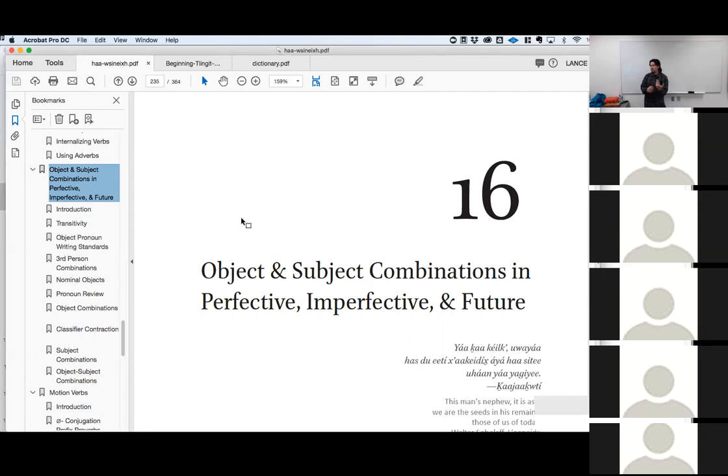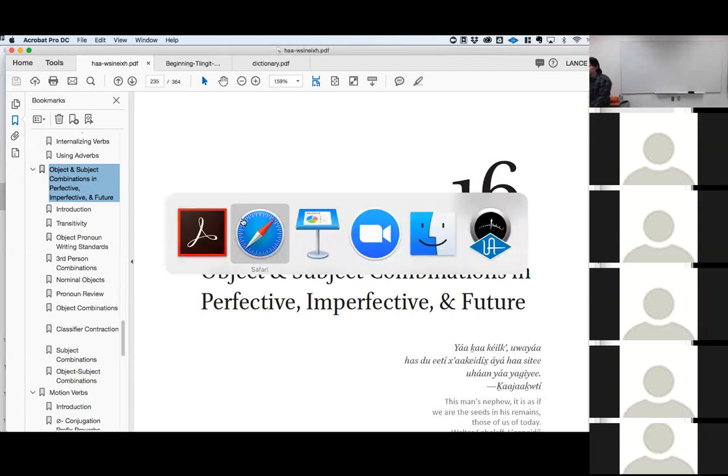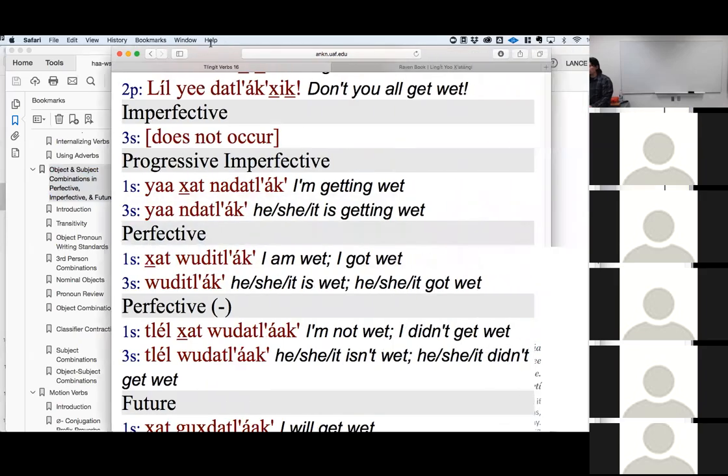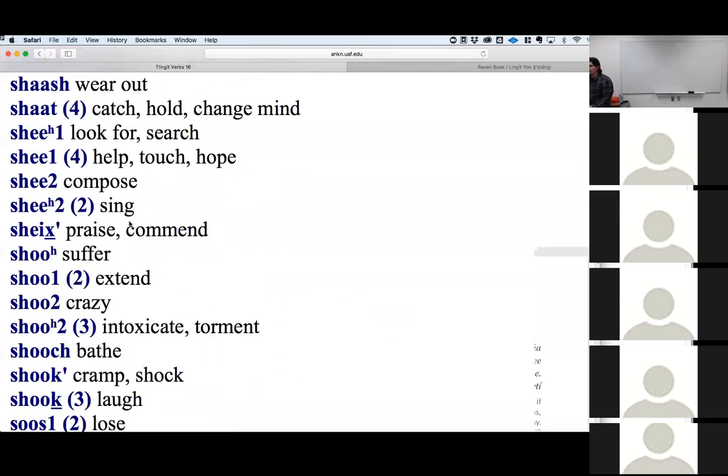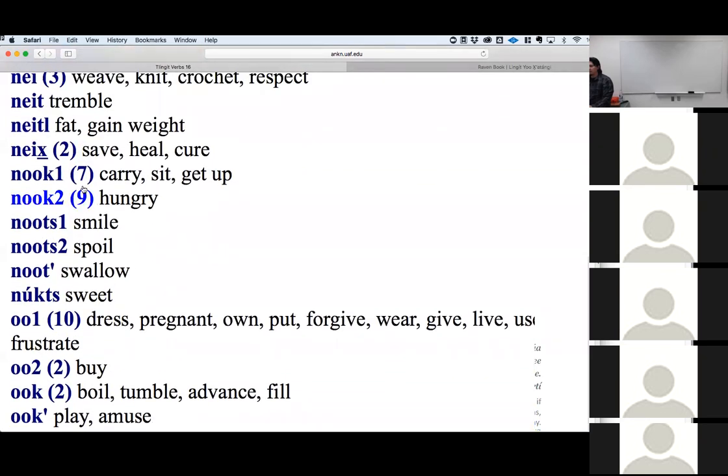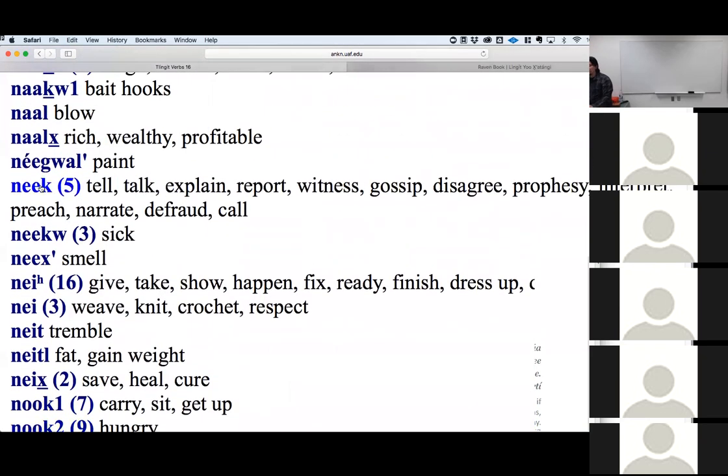And then there's certain verbs, like there's one that a lot of us probably know, and it's neek. Neek is the verb root. And the verb root really means to tell or to give news.